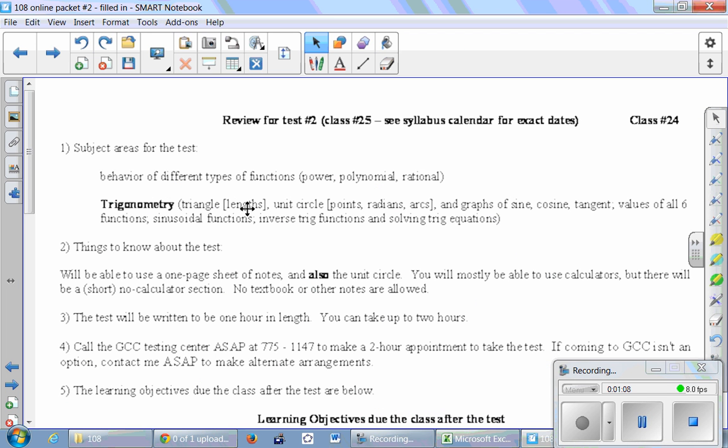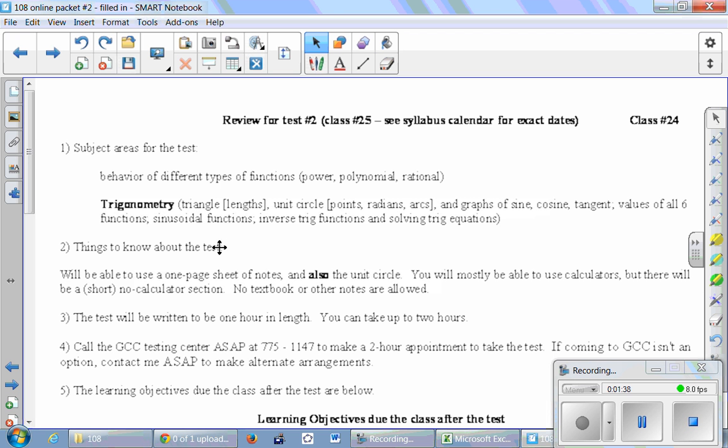Trigonometry, triangle lengths: I'd like you to be able to find them if I give you certain information about a triangle. I want you to be able to use the unit circle to find points on it, to figure out radian measures, to find arc lengths. I'd like you to be quite familiar with the graphs of sine, cosine, and tangent, and I want you to be able to draw those graphs and transformations of those graphs without a calculator. You should be comfortable finding the values of all 6 trig functions. We focused on sine and cosine and then a little bit less on tangent, but there were 3 other trig functions that we mentioned.